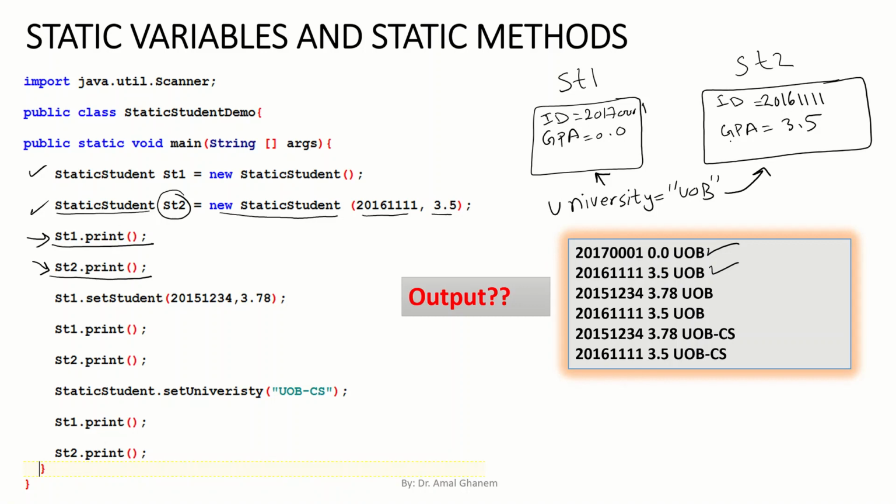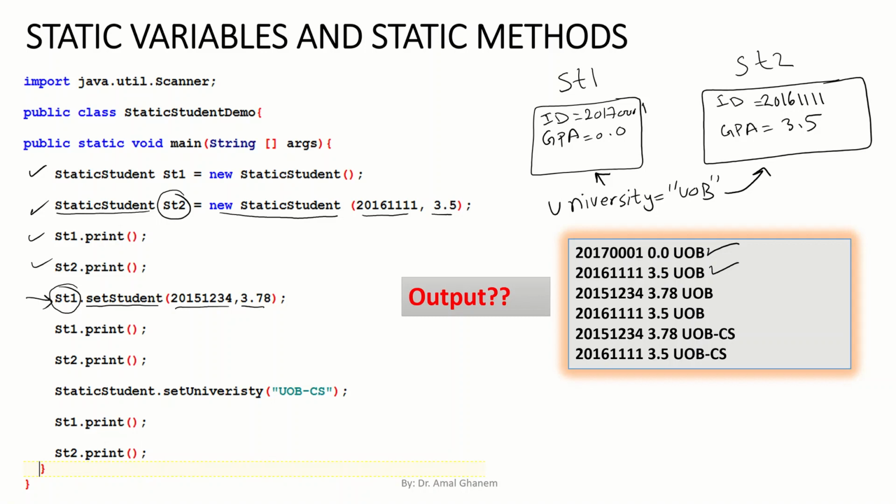st2.print will print ID and GPA which are again local for st2, but it will also print university which is shared. So we are done with the printing statements. Now let's go to st1.setStudent and take these values. This method will call setStudent for object st1. I have to take these two values and save them in ID and GPA.